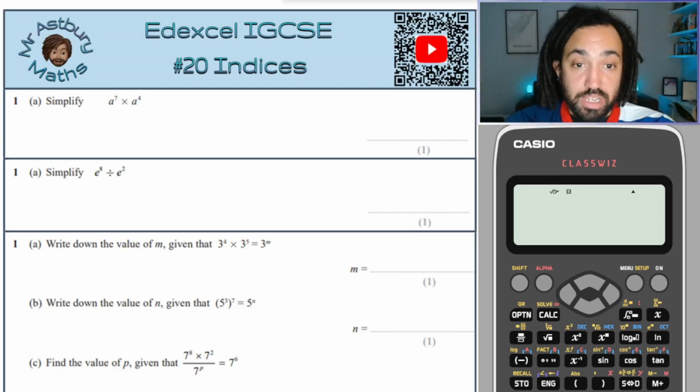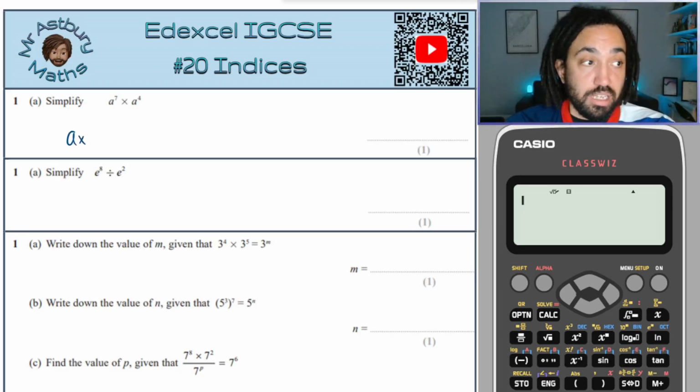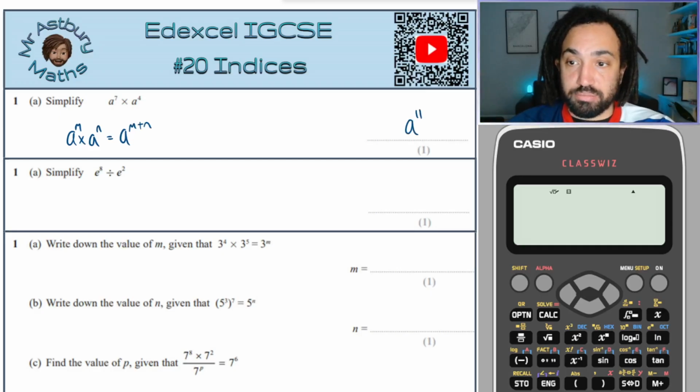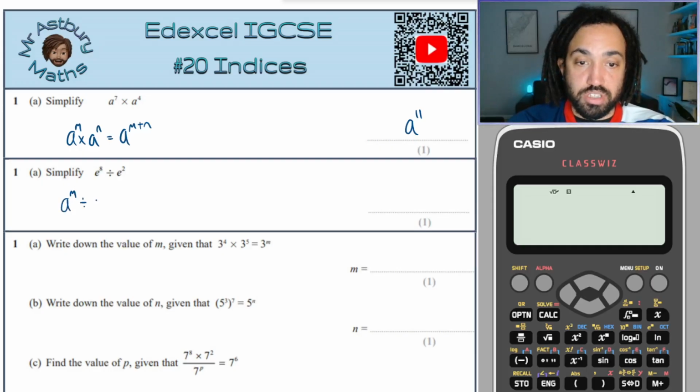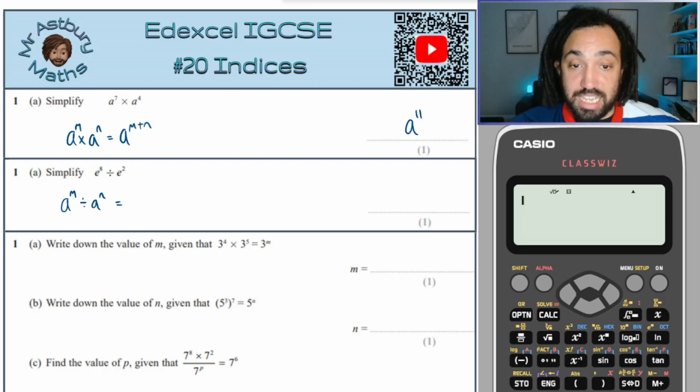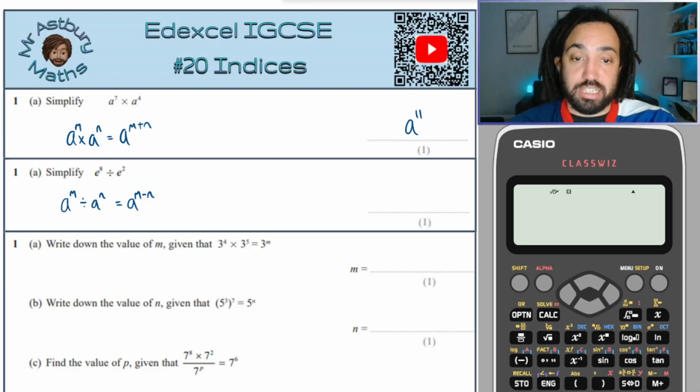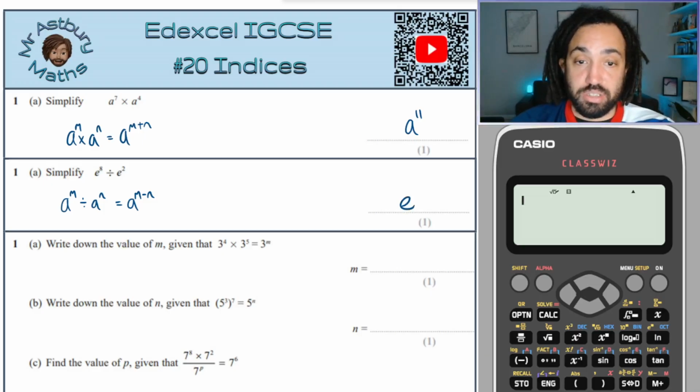But what we do know is that when we multiply two terms that have the same base, in this case a, then we just add the two powers to get a to the 11. And the other rule is if we were to divide two terms with the same base, in this case a, we would get a to the m minus n. We would subtract the powers. So in this case it would be e to the 6.